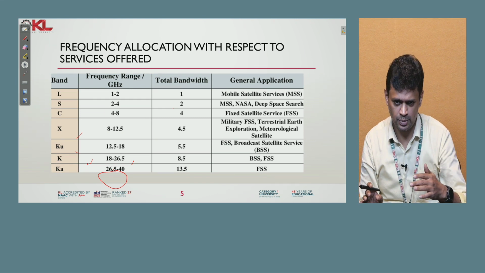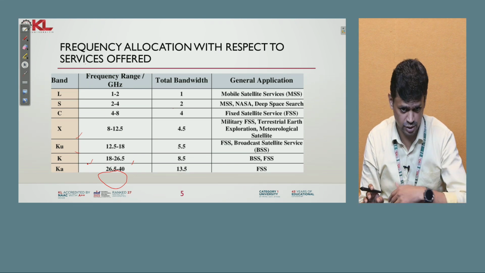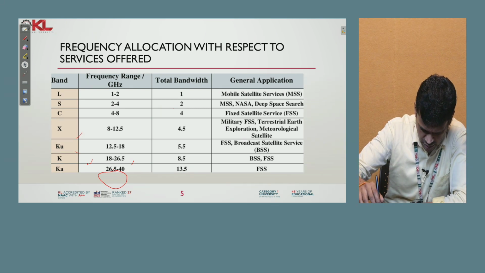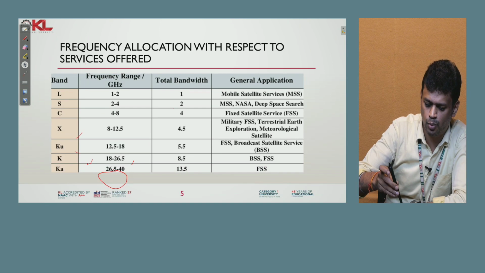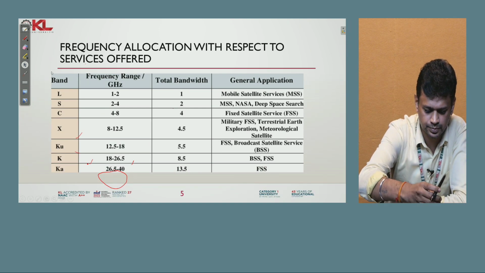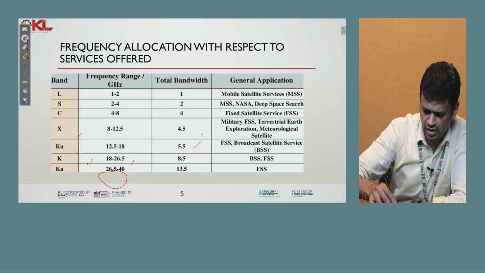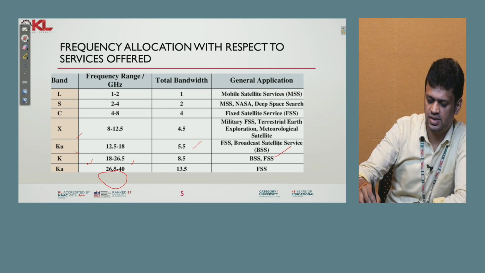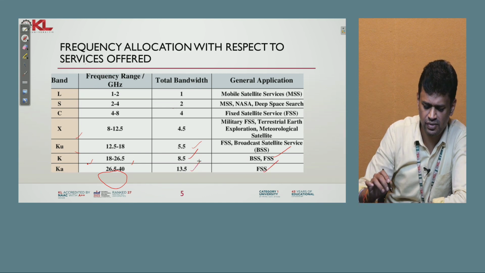So as we keep on going to broadcast, which sometimes means transmission of video signal, we need more bandwidth. So you can clearly see that as soon as we enter into broadcast, we need more bandwidth. More bandwidth will be required. So BSS is being used for 8.5 and FSS is being used for 13.5 bandwidth.